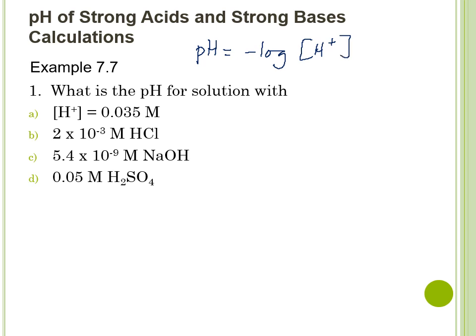For the first solution, we are given that the concentration of H plus is 0.035. So pH is equal to negative log 0.035, because this is the concentration of the H plus. So you press your calculator and then you're going to get 1.46, at 2 decimal places. It's not that difficult, isn't it?